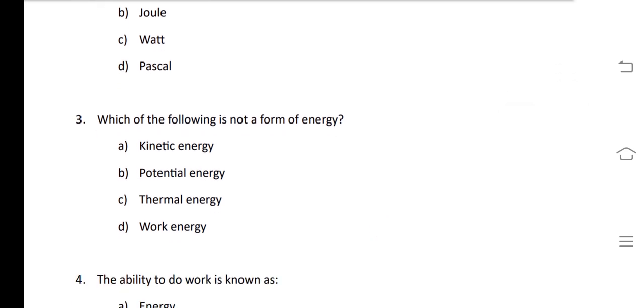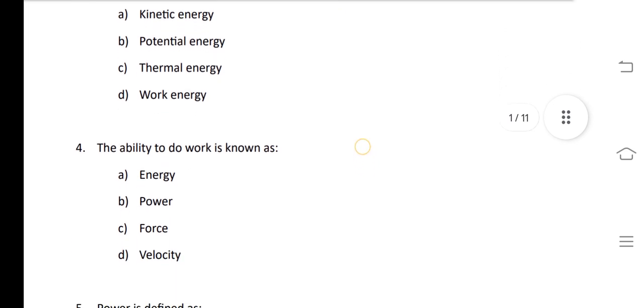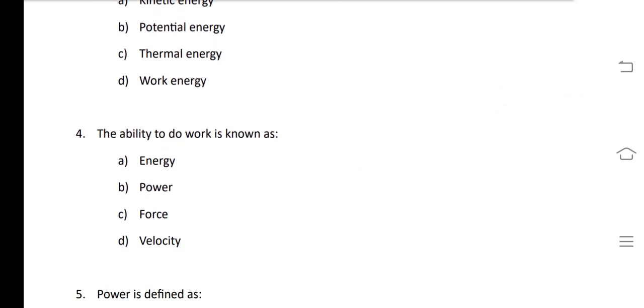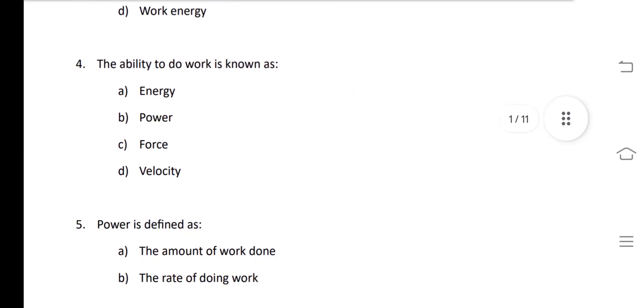Which of the following is not a form of energy? Kinetic energy is there, potential energy is also there, thermal energy too, yes, but not work energy. There is no such thing as work energy. So the answer of our question will be option number D.